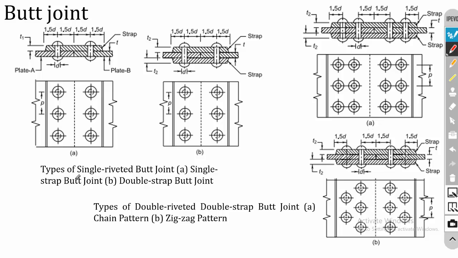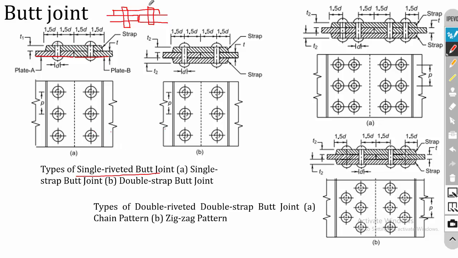The first one is the single riveted butt joint, these two images. Here a single cover plate is used. This is the left side plate, this is the right side plate, and in the left side we have a single row, and in the right side we have another single row. This is the cover plate that connects the two plates together. So one row in the left side, one row in the right side. So this is a single strap butt joint.